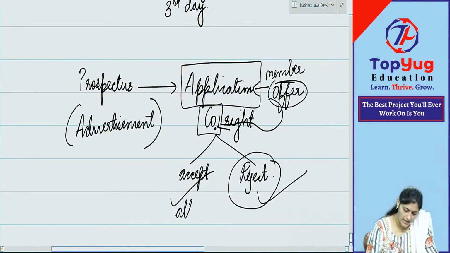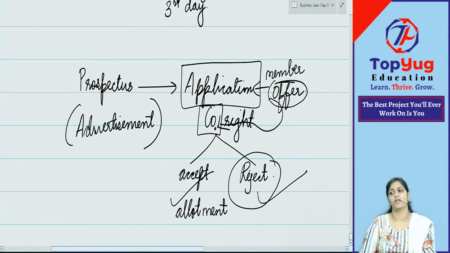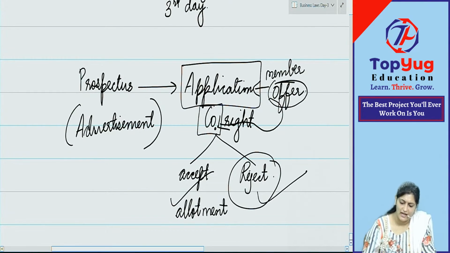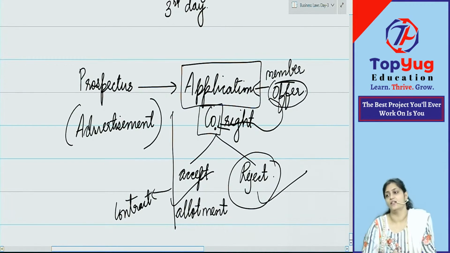When they accept, it is known as allotment. When they are allotting, what are they doing? They are accepting your offer. Now once they are allotting, there is a contract coming into existence between the company and the member.